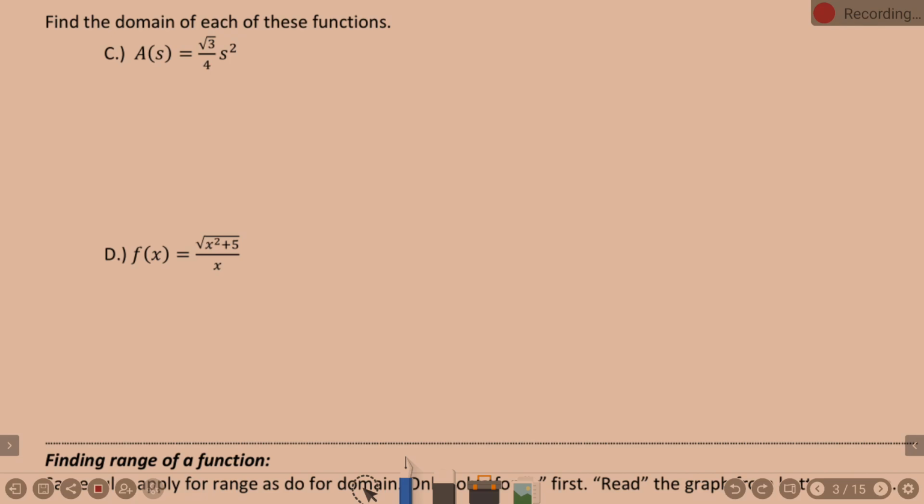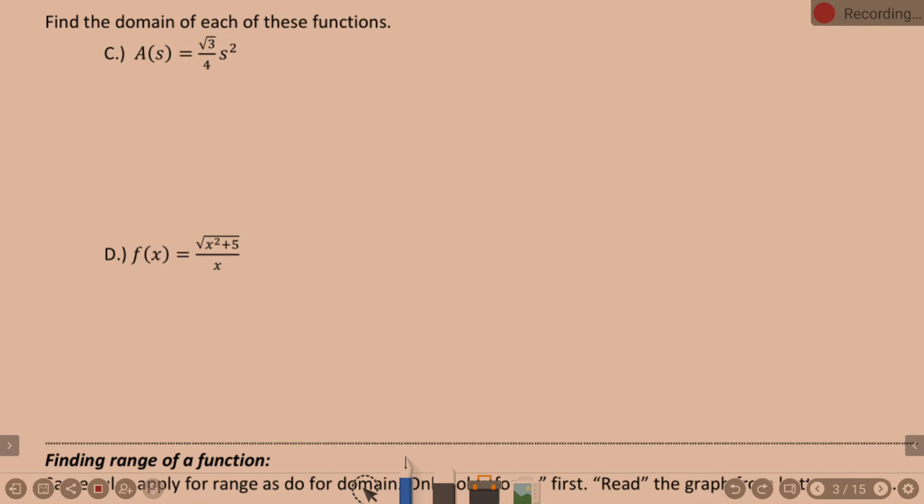Square roots and denominators. Do we have any square roots? We do, but what's under it? A fraction. Now what's under the square root? 3. Are there any variables under the square root? No. So is that going to matter? No. Do we have any denominators? Yes, we have a denominator of 4. But are there any variables in the denominator? No.